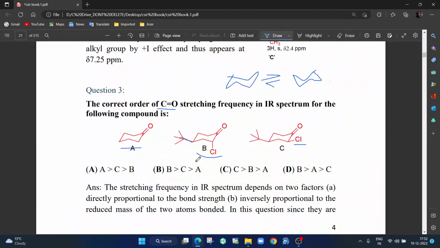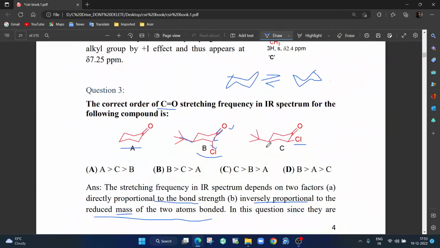So very clearly what happens is when you have cyclohexanone, the stronger this bond, the higher will be the IR frequency. Okay, because we know it is directly proportional to the bond strength and inversely proportional to the reduced mass of the two atoms bonded. So here it is carbon oxygen for all of them, so we can't talk about the reduced mass. We'll talk about the strength. Here there is no chlorine, but chlorine withdraws electron by minus I effect. So it makes this bond stronger, so this value should be higher.